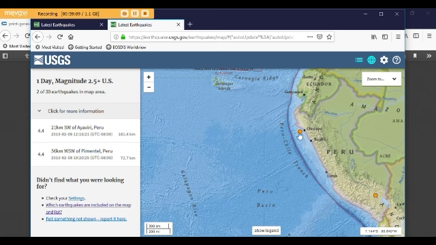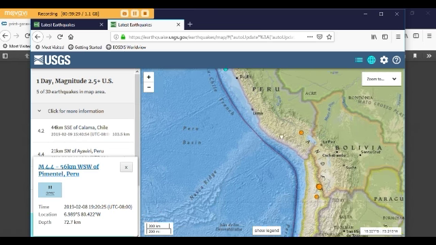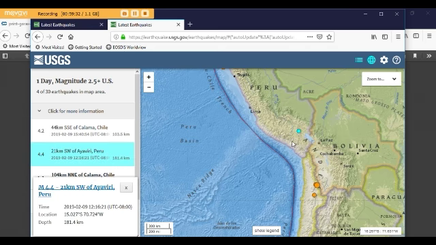Down here off the coast of Peru, a 4.4 near Pimental, Peru. This one came in last night at 7:20 p.m., 72 kilometers deep. Then here's one on land in Peru, a 4.4 near Ayaviri, Peru. This one came in at 12:16 this afternoon, 181 kilometers deep.